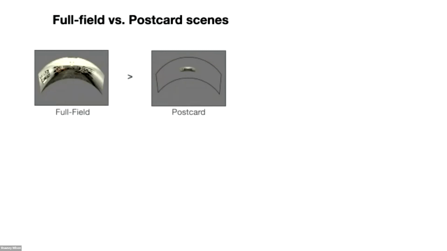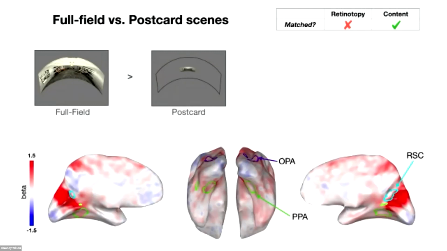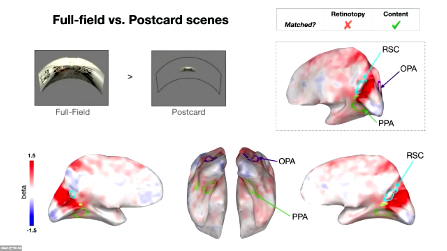And what about the full field and the postcard contrast? This contrast has matched content, but a different retinotopy footprint. And this is what we find. Here we see a strong activation of the far-periphery-preferring regions along the POS, but not much in the classic scene regions, although there is some portion of the RC that does show higher activation. So overall, this complements the result from the previous slide, and together they suggest that the classic scene regions really do capture the scene contents beyond just far peripheral stimulation.